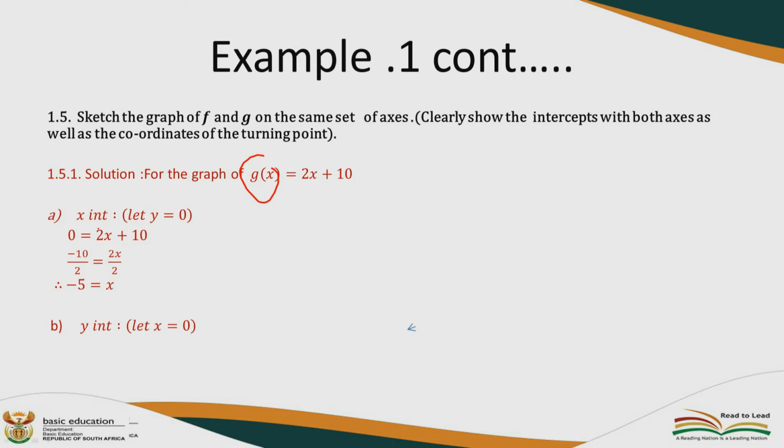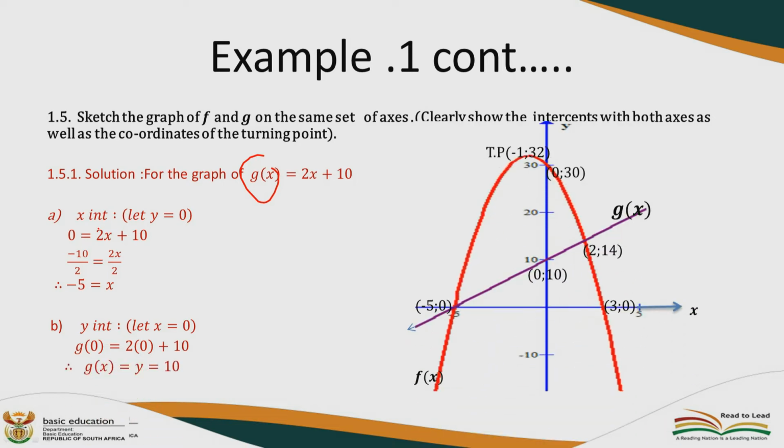Now let's determine the y-intercept. You need to let x be equal to 0. So g at 0 is 2 times 0 plus 10, and our y-intercept is 10. Our x-intercept of the straight line graph is negative 5 and 0, and our y-intercept is positive 10. That is the x and y-intercept of our straight line graph.